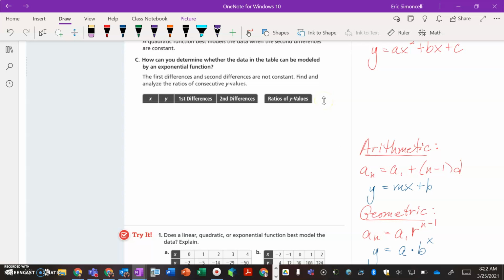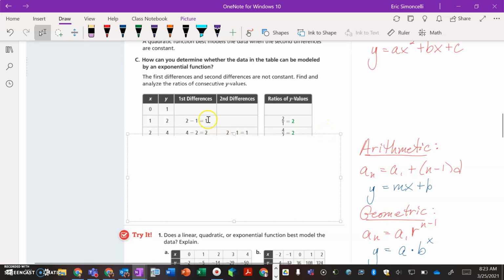So here's your tables. Okay, we've got x, y, first and second differences, but then we also see there the column entitled ratios of y values. Let's continue. We've got 0, 1. Of course, you need 2 points for a first difference. You need 3 points for a second difference. Okay, you can already start to see that these numbers are not the same. And if we continue, these numbers are not the same.